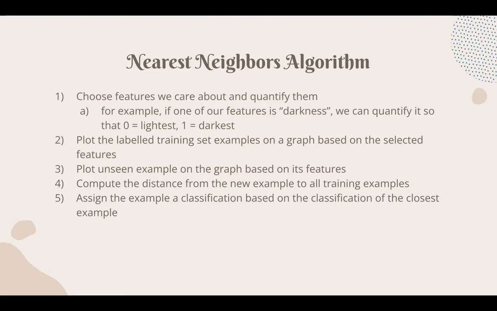The next step is to plot the labeled training set on a graph based on the selected features. This is why in our last video we were so heavily emphasizing graphing and plotting in Python, because it's quite important, especially in machine learning and in classification. Then you plot an unseen example on the graph based on its new features, compute the distance from the new example to all the training examples, and see which class it fits in best.